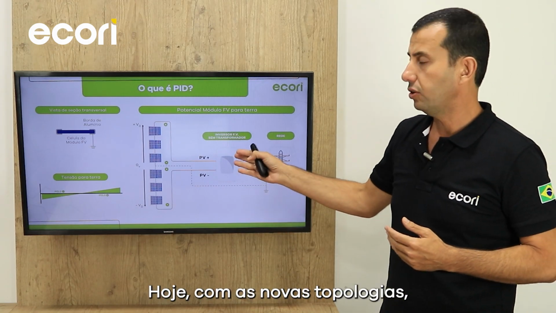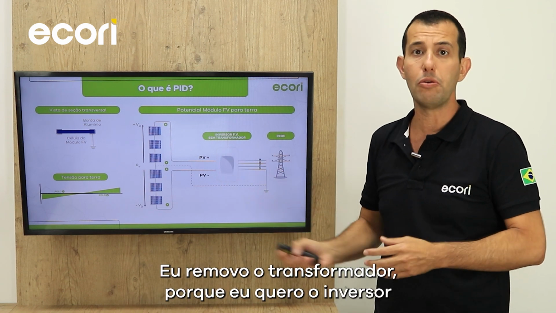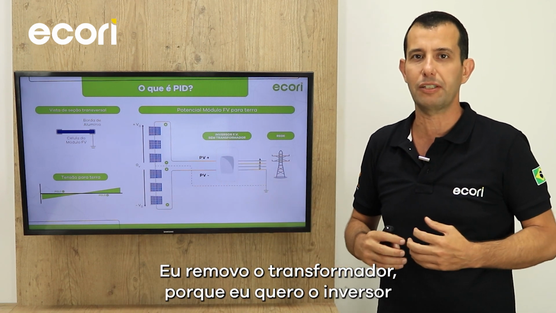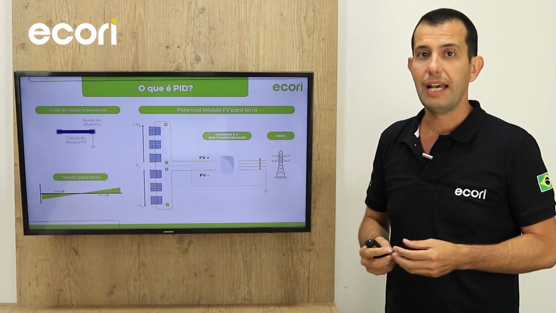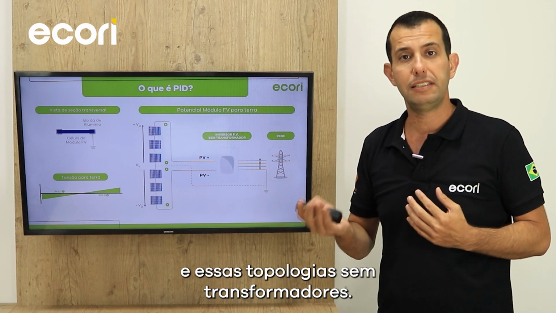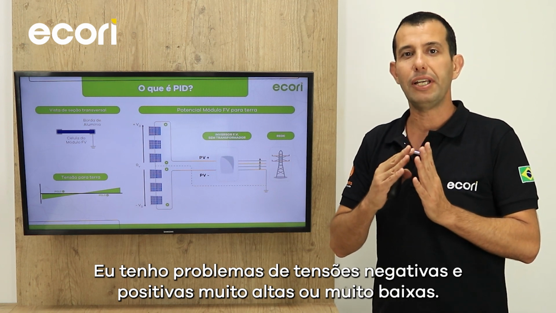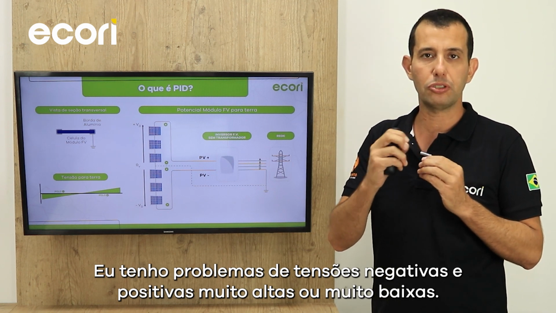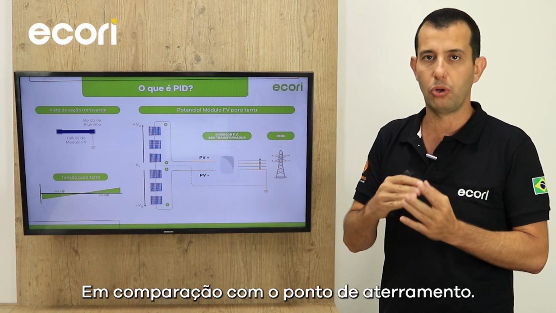Today, with the new topologies, I don't have a transformer. I remove the transformer because I want an inverter which is more efficient and also lighter in weight, cheaper in cost. I have transformerless topologies, and in these transformerless topologies, I have problems of very high and low, positive and negative voltage in comparison to the ground point.